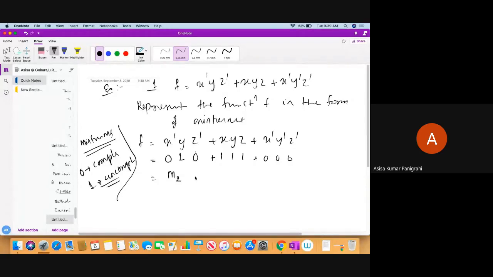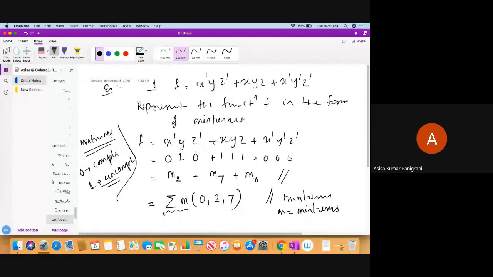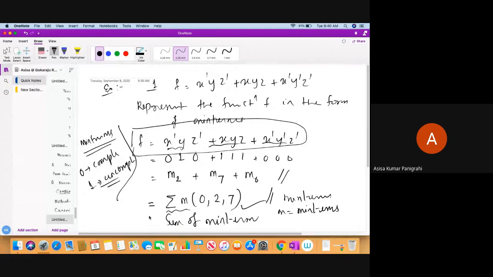This will be small m2, this will be small m7, this will be small m0. So this is in the form of min terms. Also you can express this in this form: summation of small m 0 to 7. Summation of small m means this is min terms. Small m means represented in min terms. All are sum because I have to do with sum of min terms. This function f is in the form of sum of min terms. These are all one min terms finally summed up to get the particular minterm representation. Do you all understand, students?